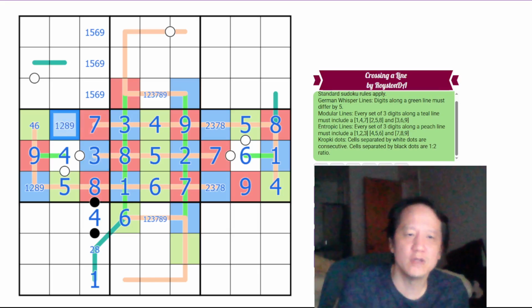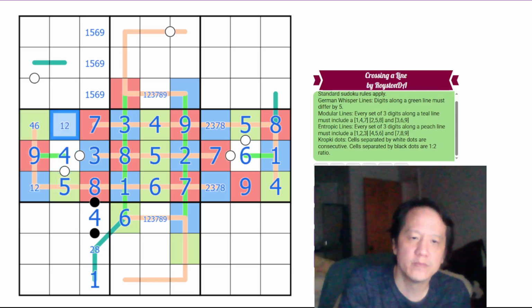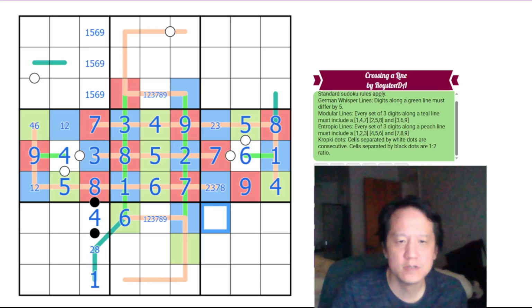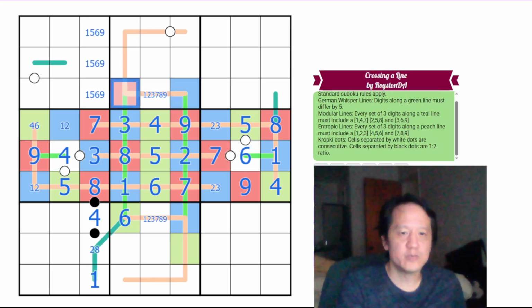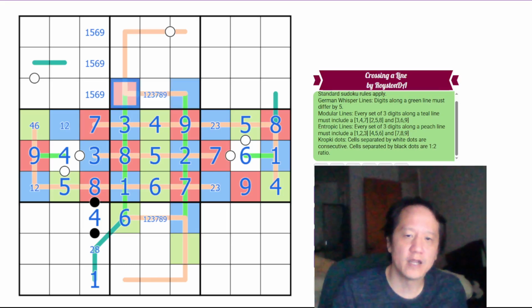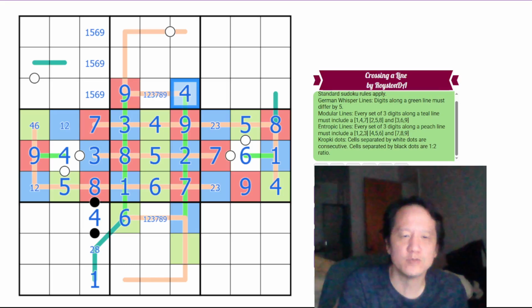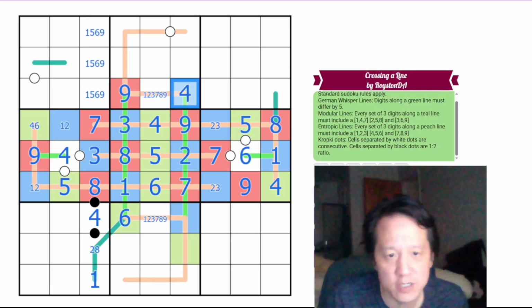This can't be 8 or 9. This can't be 7 or 8. This has to be high, and it has to be a 9. This is essentially a 4, because we don't have any other middle digit here. So this is middle.